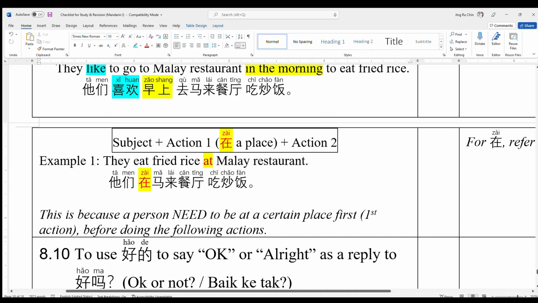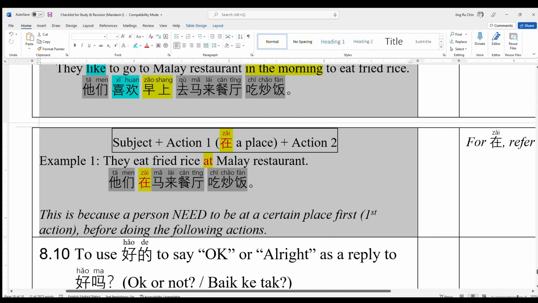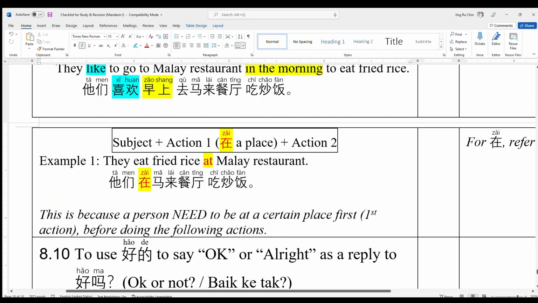So for example, 在马来餐厅. This is the first action because this is already completed. We complete the first action first, then only we do the second action, 吃炒饭. This is because a person needs to be at a certain place first, which is considered the first action, before you can do the following actions. This is the logic. I hope this logic makes sense to you guys as well.